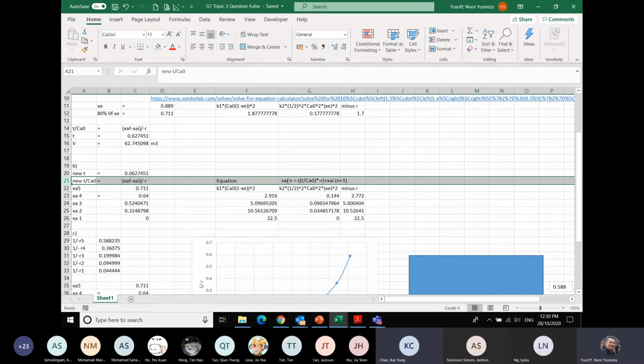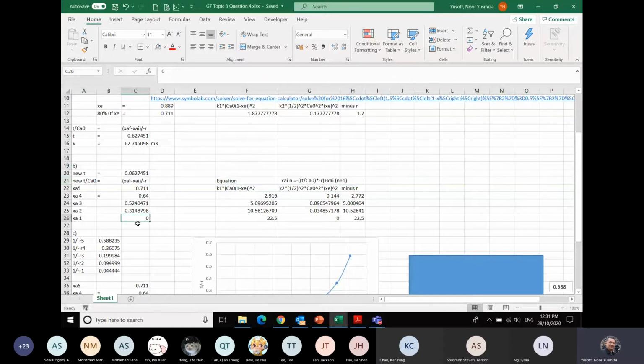So basically you are solving it backward. You start with the last tank and then you want to find the XA n minus 1. Assuming that your last tank is the n tank, you want to find the one before that. And then you want to ensure that the initial conversion is 0, and this corresponds to the conversion at the inlet stream.